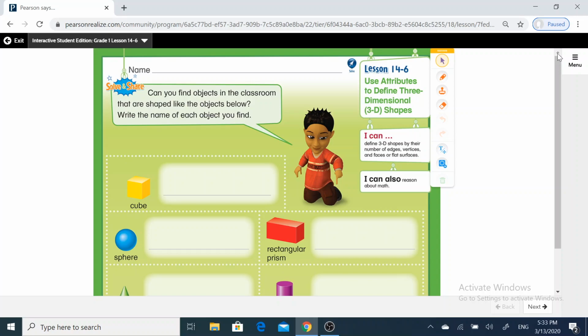Actually, there are a lot of three-dimensional shapes you are familiar with. We have here, repeat with me, cube. Cube, like books. Give me another example. Sphere, repeat. Sphere, like a ball. Very good.